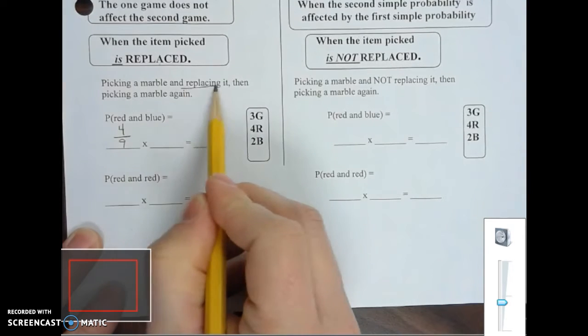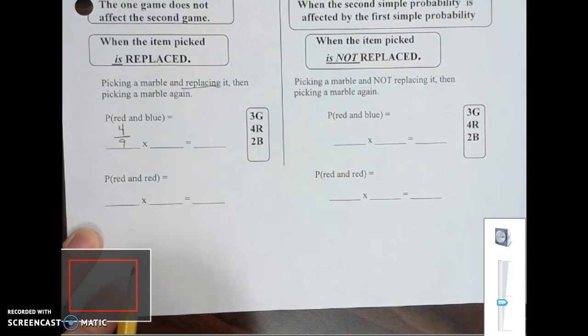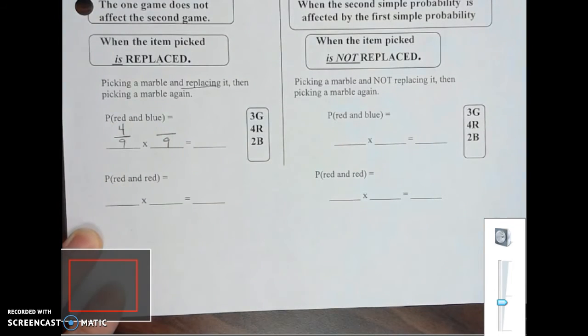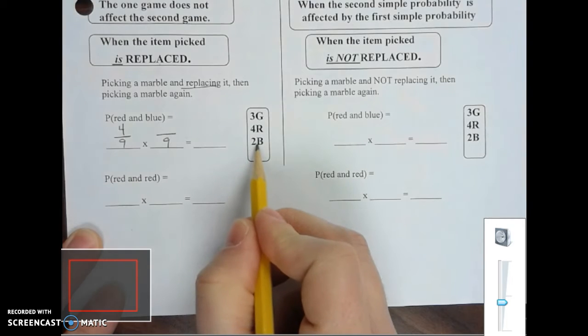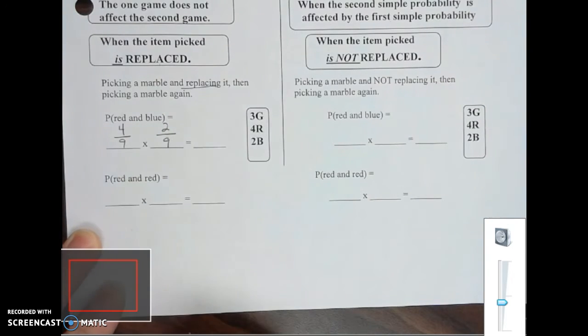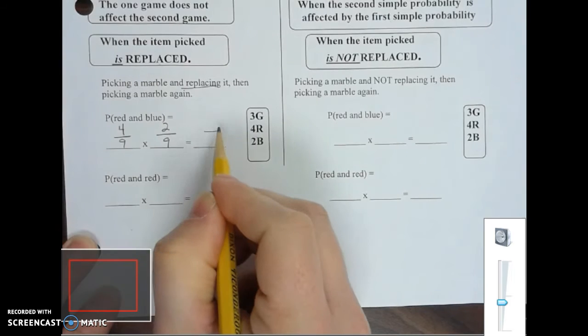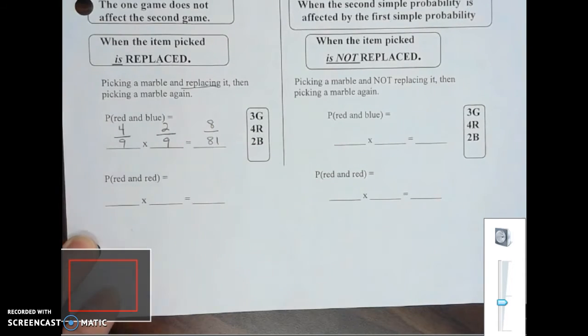Now remember, we replace that marble. We don't keep it out. We put it back in the jar. So for my second probability, it's also going to be out of 9. And I'm looking for a blue marble this time. Well, 2 of the 9 are blue, and so that's going to be a 2 out of 9 probability. And then to get the compound probability, you take each simple probability and you multiply them together. This is going to give us a probability of 8 out of 81 of getting a red marble and then a blue marble on the second try.